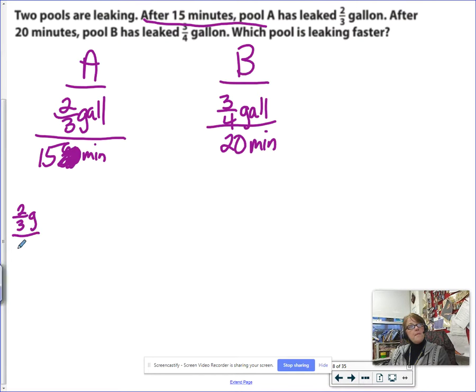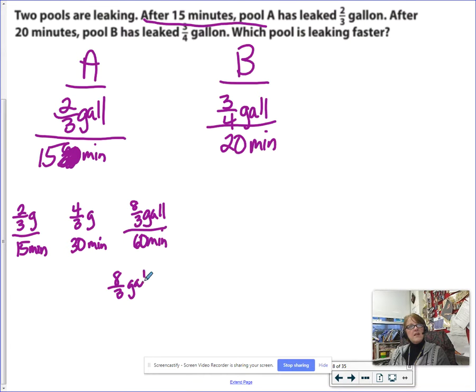2/3 of a gallon in 15 minutes would mean, and if I just kind of think of this as a table, that means in 30 minutes, which would be a half hour, this is twice as big. I'd get 4/3 gallon in 30 minutes. And then I could double it again to get 1 hour. That'd be 60 minutes, which is the same as 1 hour. Then this would be 8/3 of a gallon in 60 minutes. And if you wanted to, you could write it as 8/3 of a gallon in 1 hour.